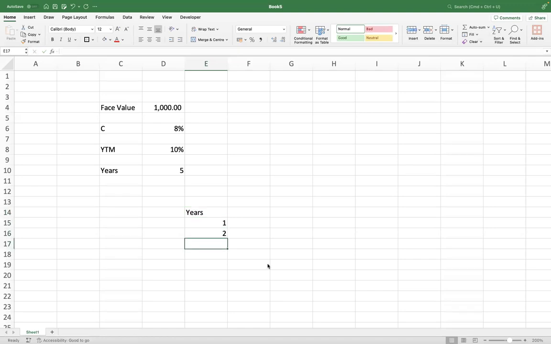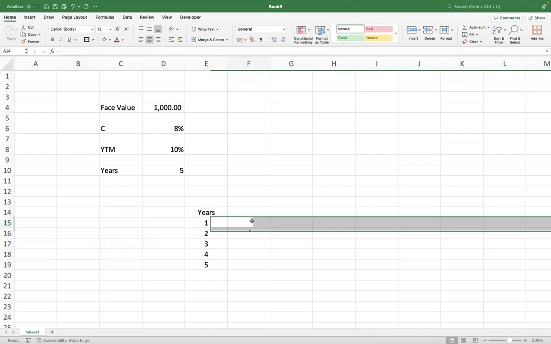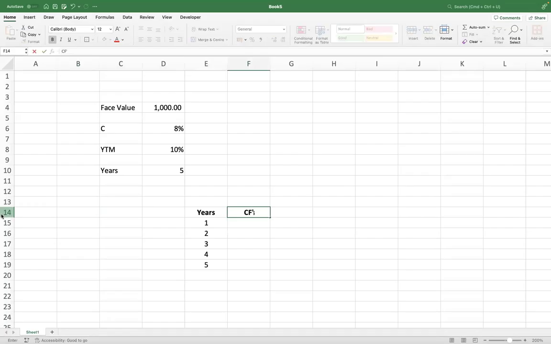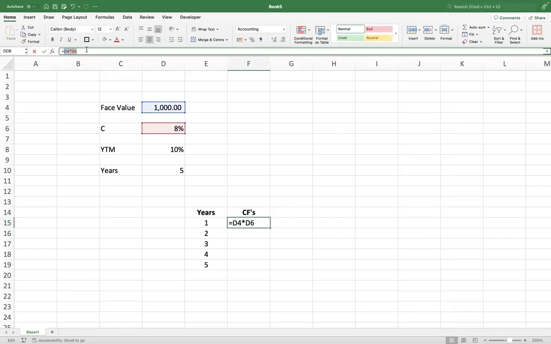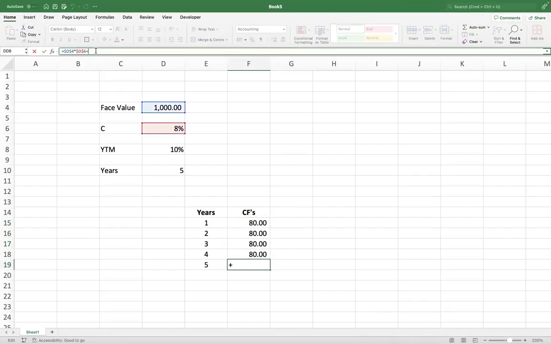So I get years 1, 2, 3, 4, 5, and cash flows first. So in this case, what would be the cash flows? 1,000 face value multiplied by 8% coupon. That's going to remain constant throughout the term. And you're going to get something else also at the end: the principal maturity value back, right?